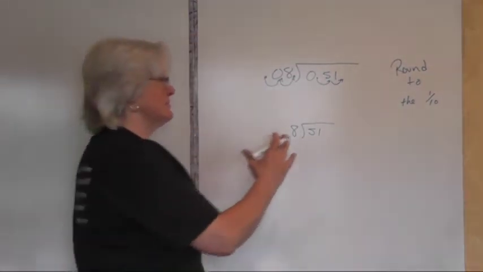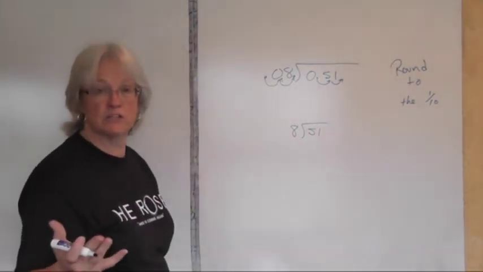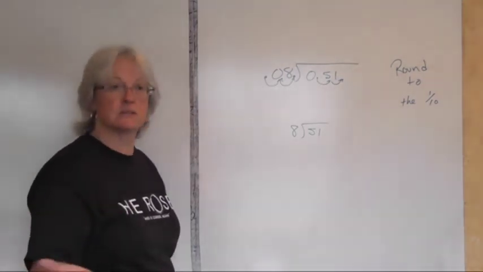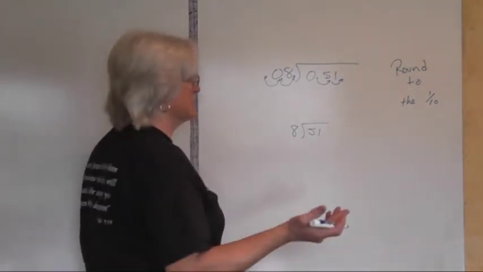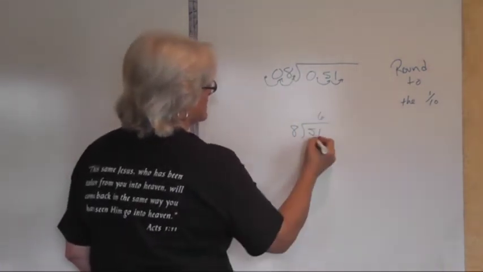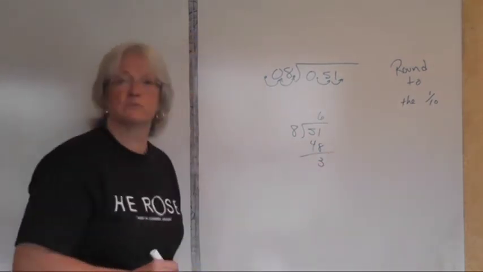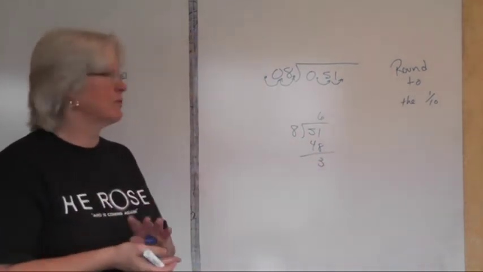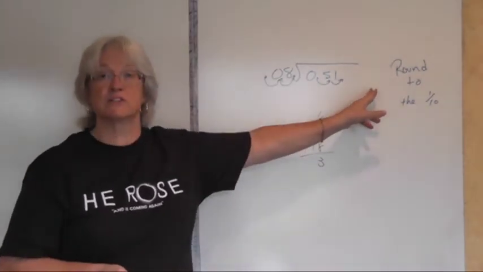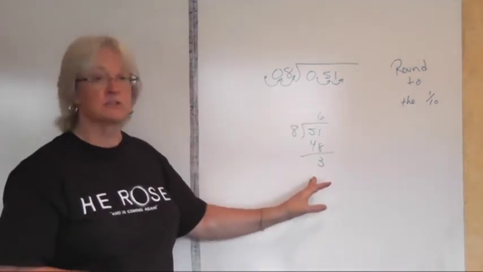So we want to do this division problem. What math fact do we have? 8 times what is closest to 51? 8 times 5 is 40. 8 times 6 is 48. 8 times 7 is 56. So we're going to say 6 times 8 is 48. When we do our subtraction, we come up with a difference of 3. The answer to this problem now says round this to the nearest tenth. So you don't say 6 remainder 3. You don't say 6 and 3/8.